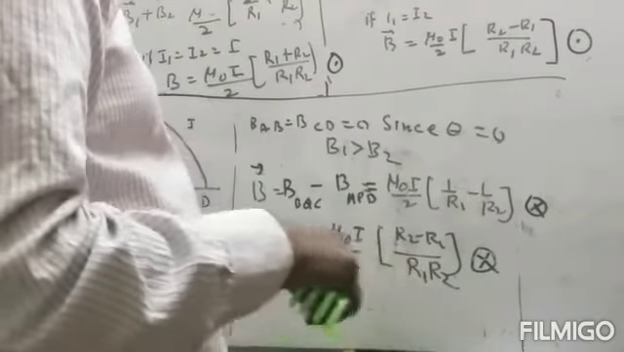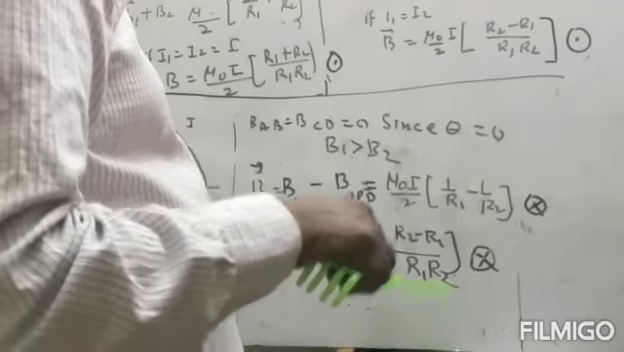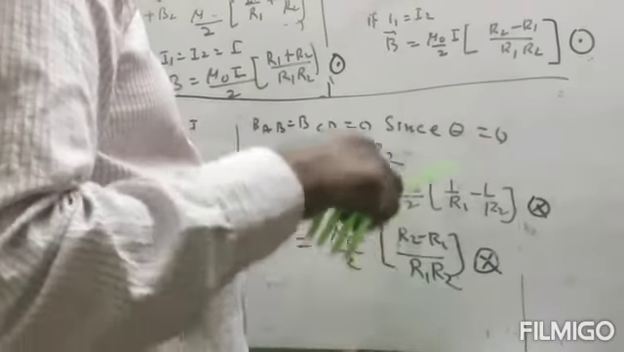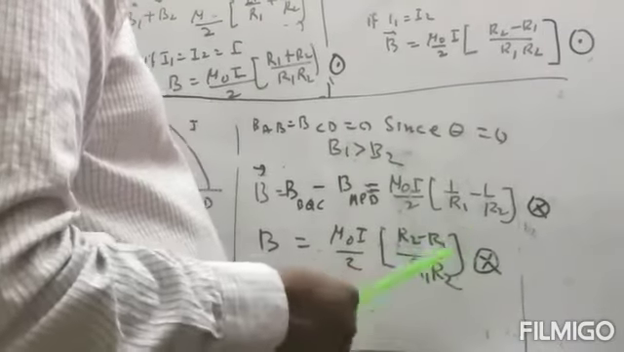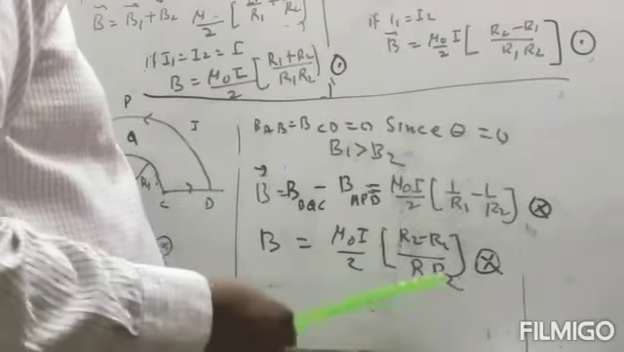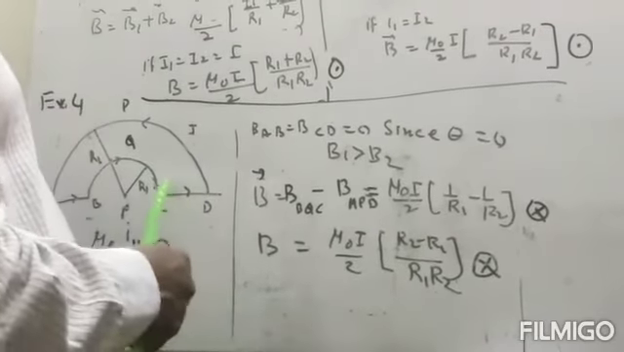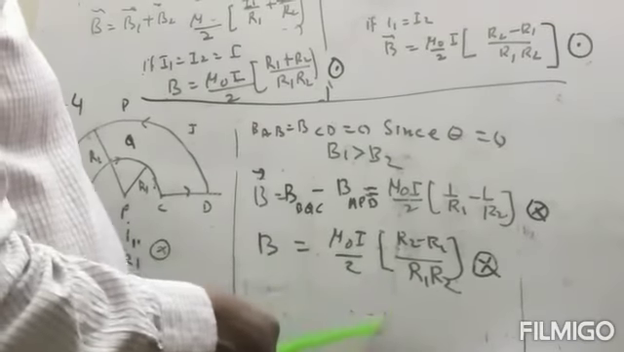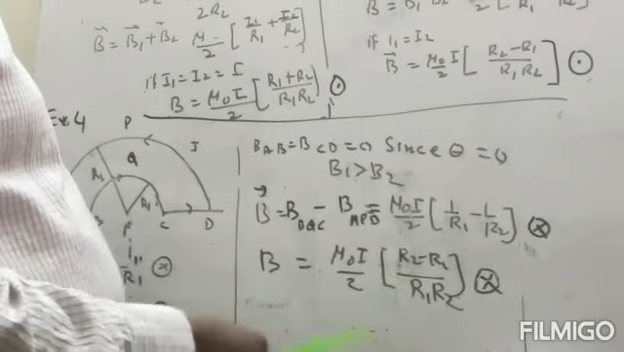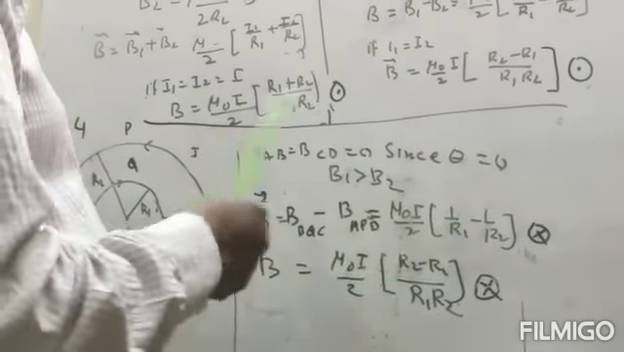So in this way we can solve the problem and find the magnetic field due to a single coil, a double coil, or in this shape. So we have found the magnetic field in all the three cases.